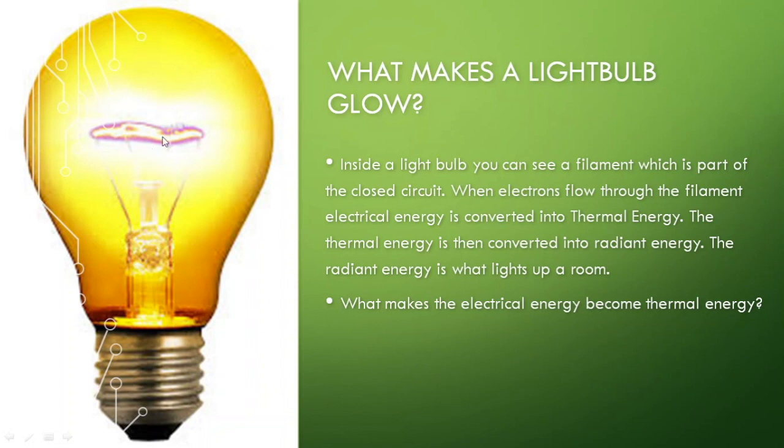The electrons move through that filament, and because the filament is very thin, it has resistance to the electron flow, and that resistance creates a lot of heat. That's why the light bulb gets hot. And it gets so hot that it starts to glow, and that's what gives us the radiant energy. So the resistance of the electrons flowing through the wire causes so much heat that the wires begin to glow.